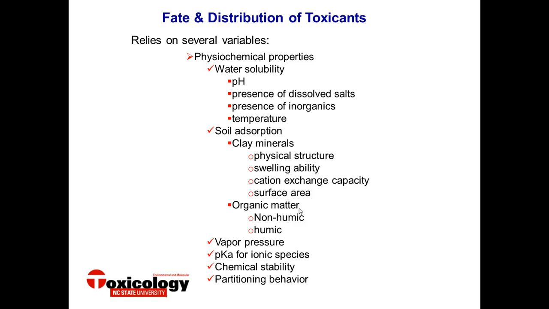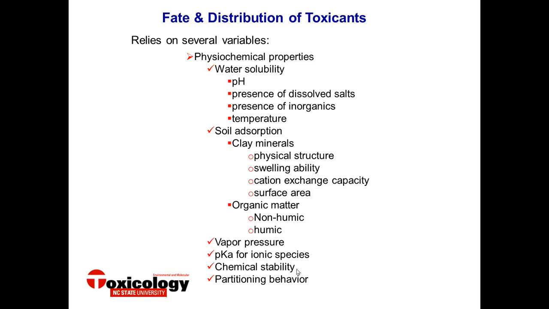down. You also need to consider the vapor pressure of the compound that you're working with, in other words, how volatile it is, the pKa of the ionic species, which is the logarithmic measure of the acid dissociation constant, and it relates to its behavior in aqueous solutions, as well as the stability, the chemical stability of the chemical, or how easily it is broken down into its constituent parts.